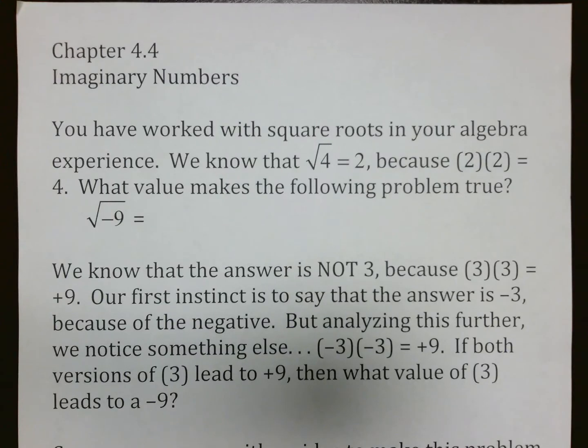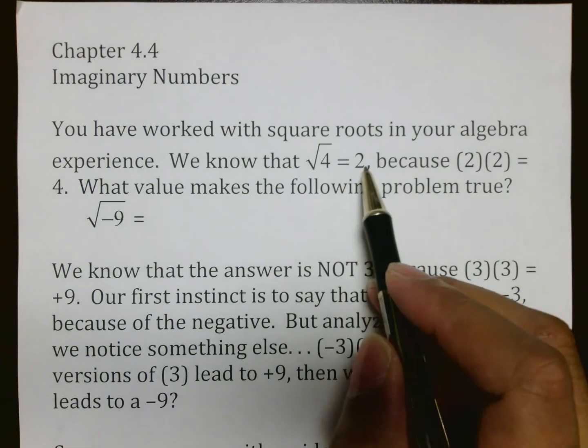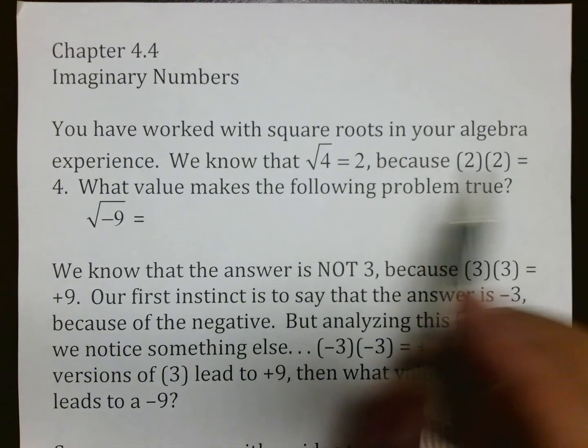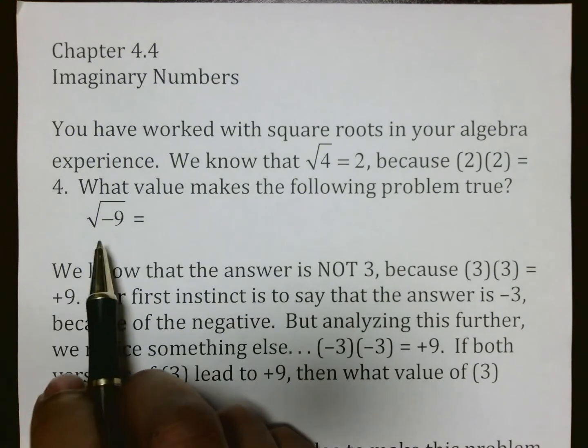Alright, chapter 4.4 is about imaginary numbers. You've worked with square roots in your algebra experience. We know that the square root of 4 is 2 because we know that 2 times 2 equals 4. But what makes the following problem true of the square root of negative 9?